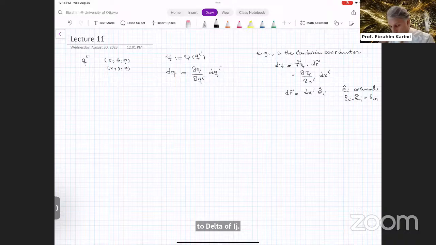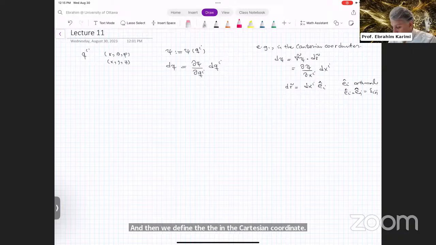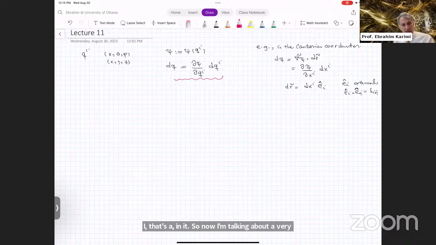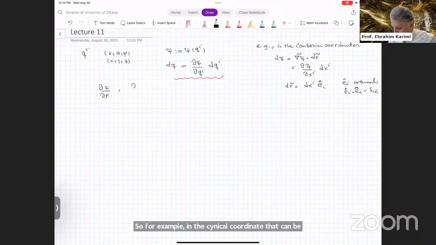I'm not paying attention to covariant or contravariant notation here. And then we define the gradient in the Cartesian coordinates. So now I'm talking about a very general formalism. That's the general formalism that I have. So if that is given in terms of, let's say, the contravariant parameters qi, that will be the result that you expect. So for example, in cylindrical coordinates, that can be the derivative of ψ with respect to ρ, the derivative of ψ with respect to φ, the derivative of ψ with respect to z.